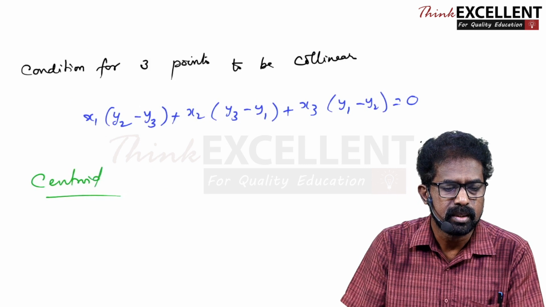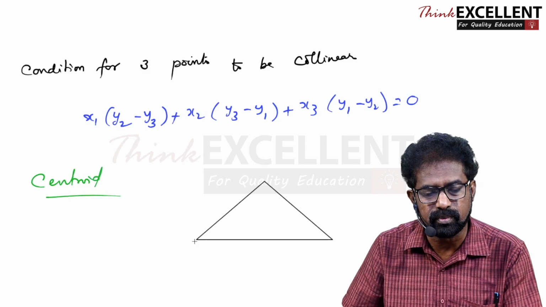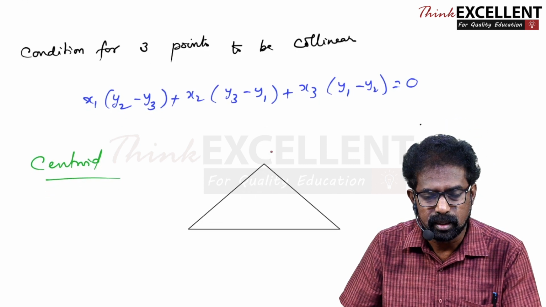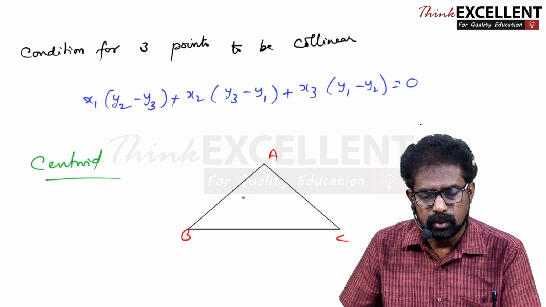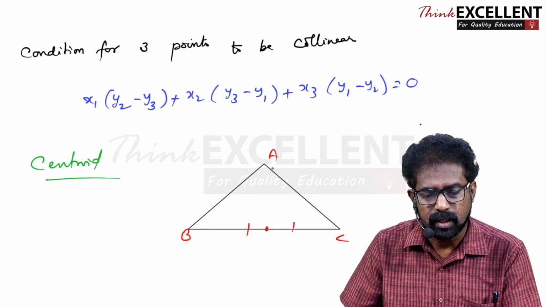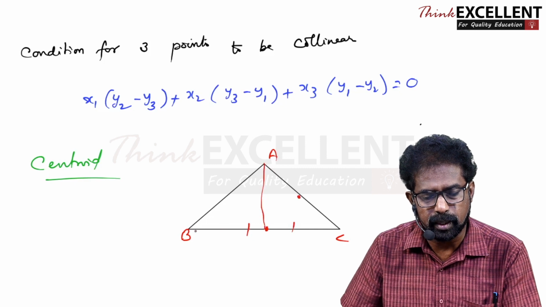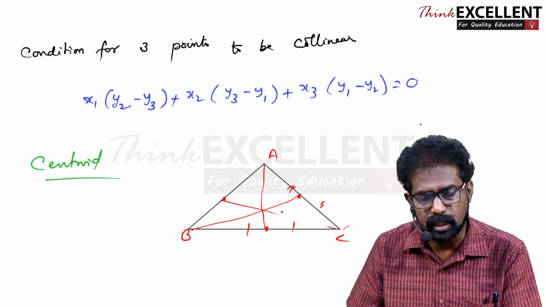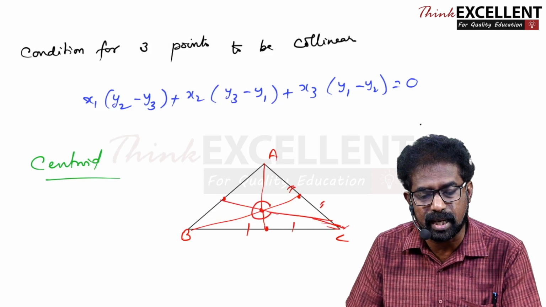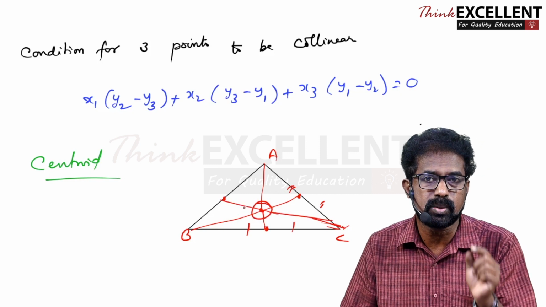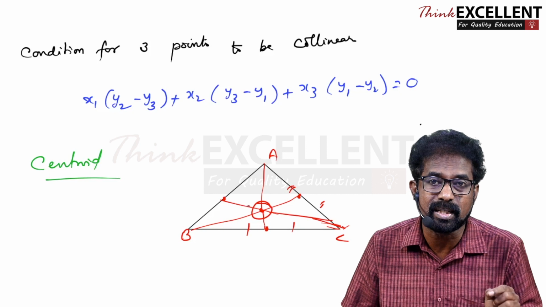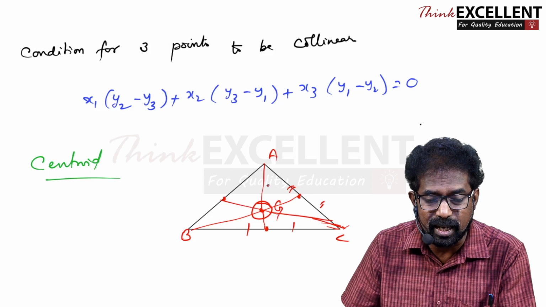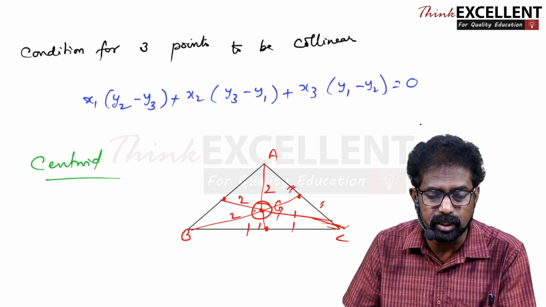See, what is centroid? Centroid is the point of intersection of medians, right? Suppose ABC is a given triangle. You take the midpoint of BC and join it. This is one median. You join the midpoint of AC. Okay, this is the midpoint. Then the midpoint of AB, join with C. The medians of a triangle are concurrent. They pass through the same point, and that point where all of them meet we call the centroid. Centroid divides the medians in the ratio 2:1, right?